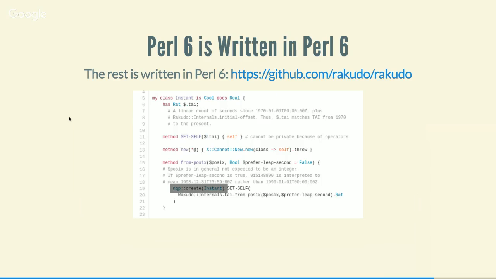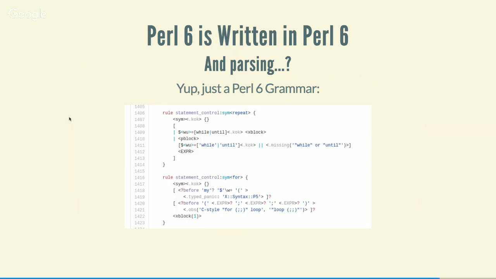And if you want to check it out, that's the link over there, Rakudo compiler. That's the main compiler for it. And as I mentioned, the parsing is all done with Perl 6 grammar, and that's all Perl 6 code over there. So Perl 6 parses itself, and it's written in itself.